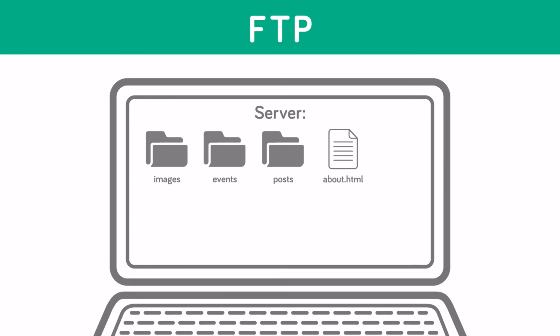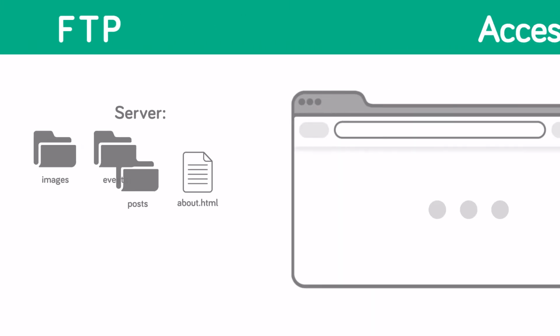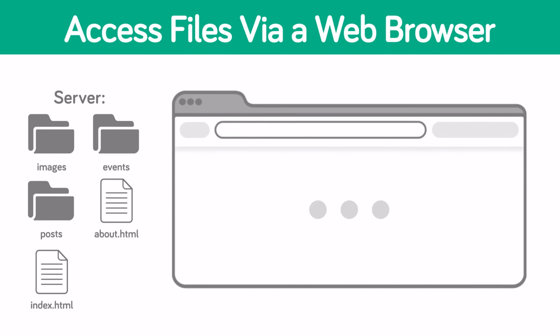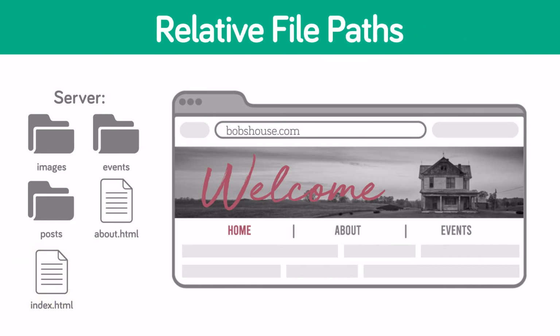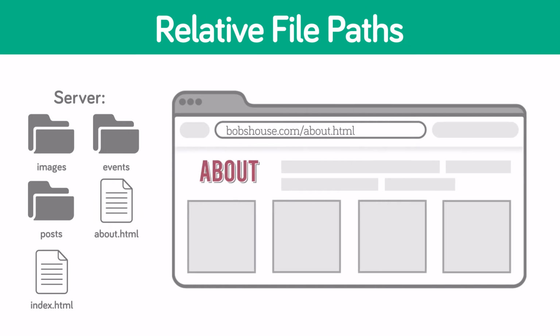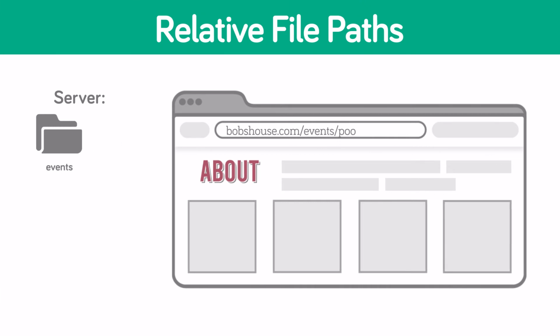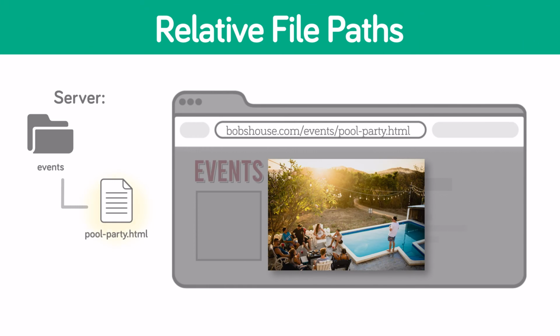The files that live on your server can be accessed on the web via a browser. The index.html file that's directly inside the root directory is visible as the home page at your domain name. So when a user types bobshouse.com into their browser's address bar, the index file is what they see. Other files can be visited using relative file paths written after the domain name. For instance, a user could go to bobshouse.com/about.html for an about file located in the root directory, or bobshouse.com/events/poolparty.html for a pool party file located in a subdirectory called events.